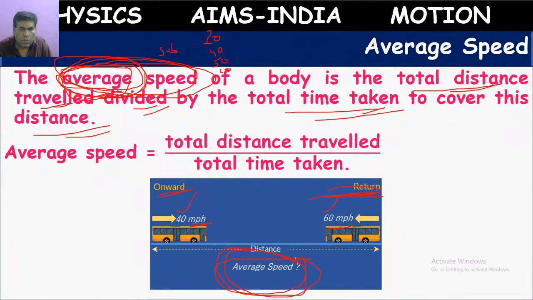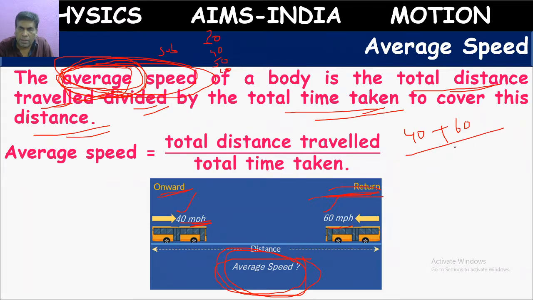Average speed means total distance by total time. Somebody giving answer 100, 50. 100 is wrong. Is 50 correct? What is the formula here? Total distance traveled by total time. Here 40 is speed, and 60 is also speed.